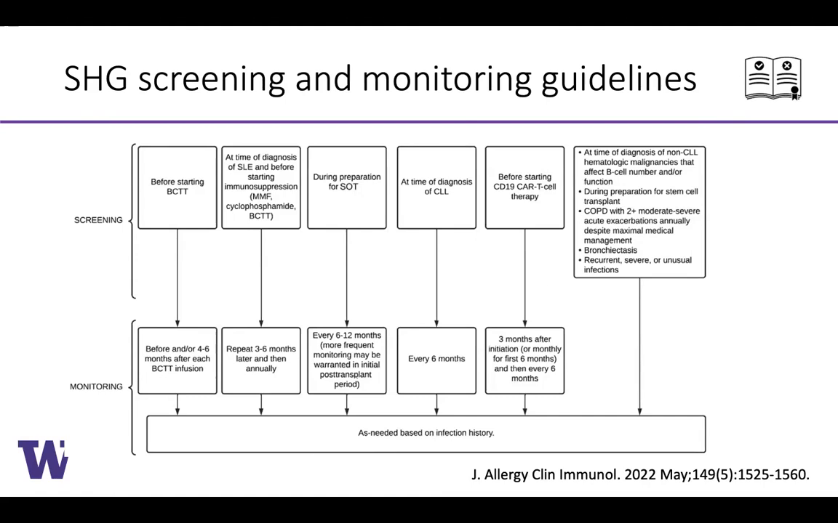diagnosis of CLL, before starting CD19 CAR T therapy, and then some other hematologic malignancies that can affect B cell numbers and function, before stem cell transplant, and also consider this in patients with severe pulmonary disease, such as COPD with frequent exacerbations, bronchiectasis, and, not surprisingly, anybody with recurrent severe unusual infections.